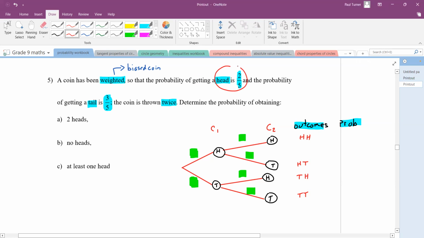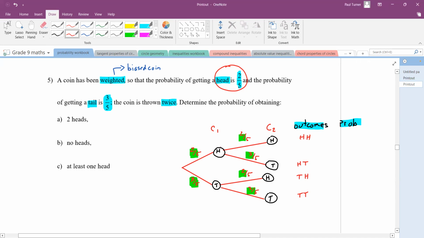Okay, so we should add the probabilities on. So the probability of a head is 2/5. So we'll write that wherever we see head. So 2/5, 2/5, head here, 2/5, like that. And then a tail is 3/5. So 3/5 would be written where we see tail written. So 3/5, 3/5, and 3/5.